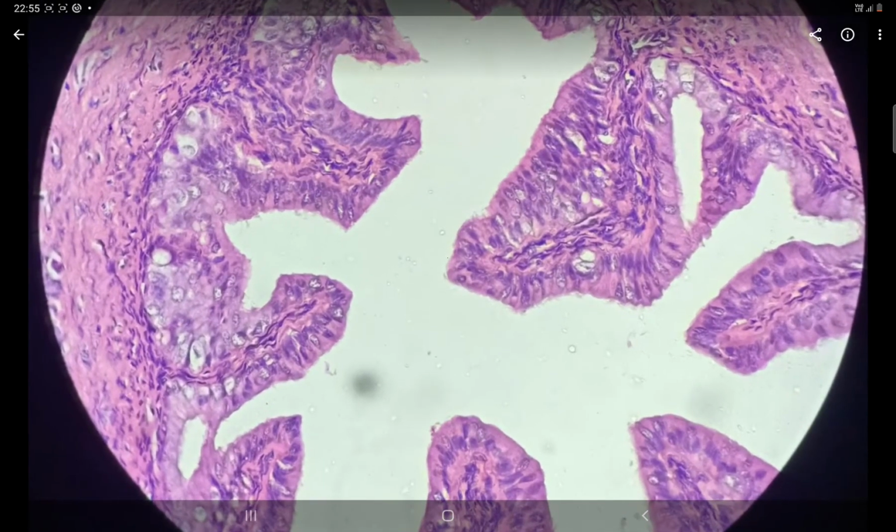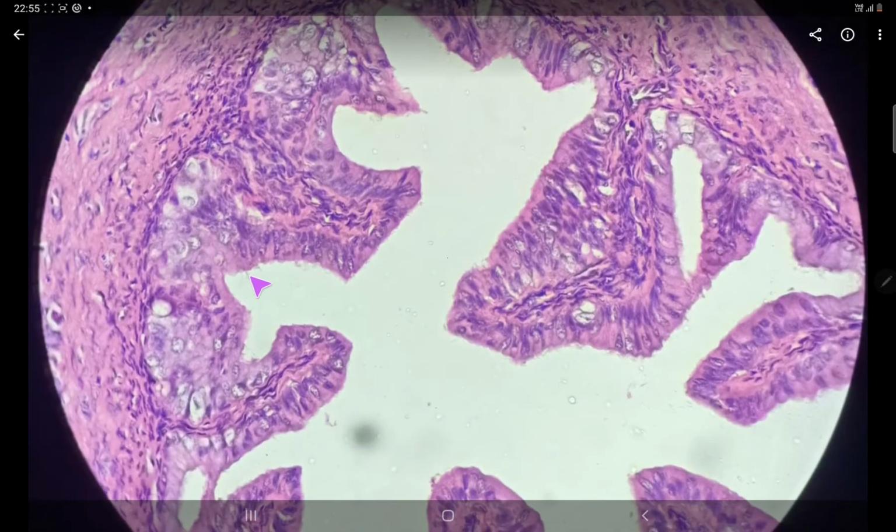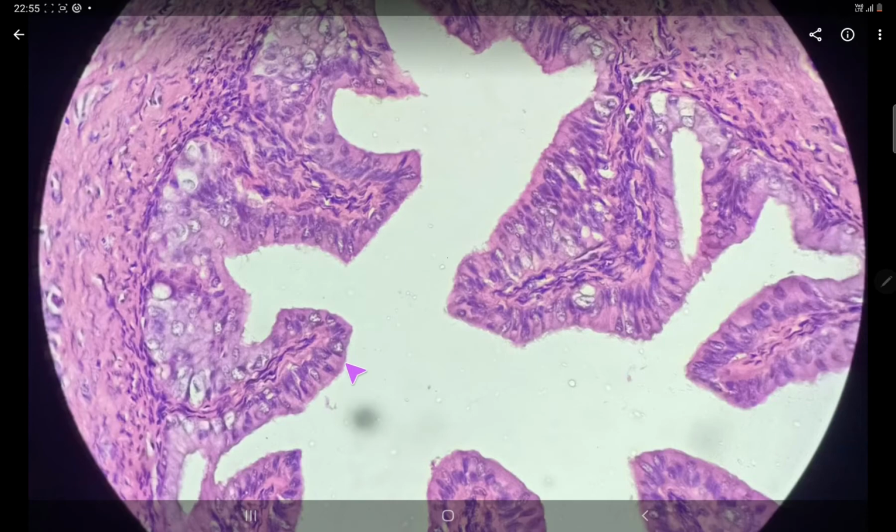So this is the enlarged view of the fallopian tube. Here you can see these are the ciliated cells. You can see these ciliated cells are few, and in between these ciliated cells some non-ciliated cells are also present. These are cilia.